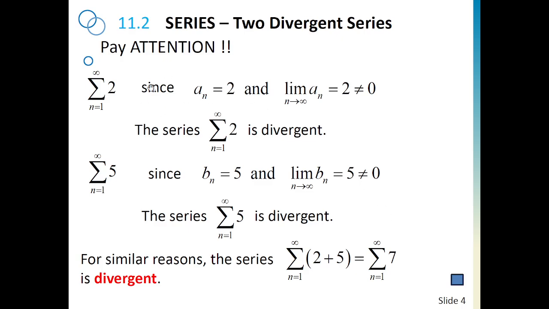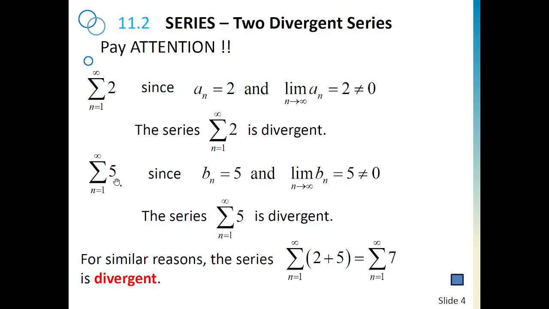It is important to pay attention to the situation where we have two divergent series. In that case, the situation is complicated and we need to examine it case by case. So one example here, we have a series where the general term is 2. So 2 plus 2 plus 2 plus 2 plus 2 plus 2. So since the general term is 2, the limit of the term is 2. It's not 0. Therefore, we know that the series is divergent by the divergence test.